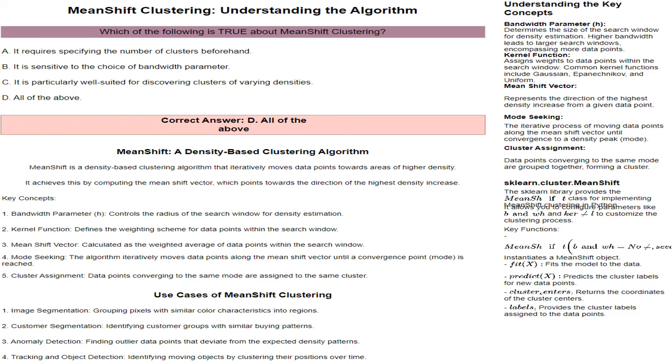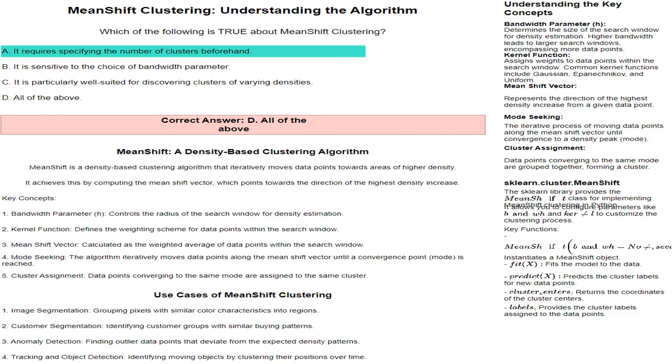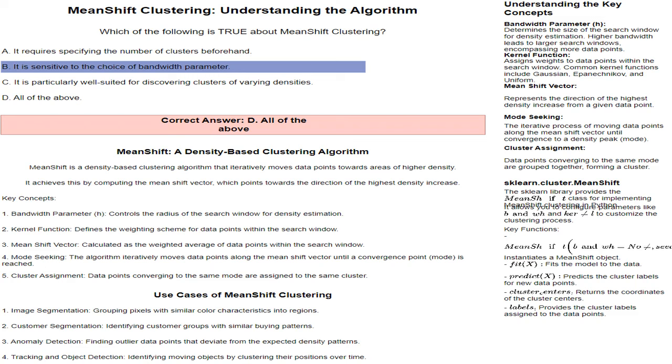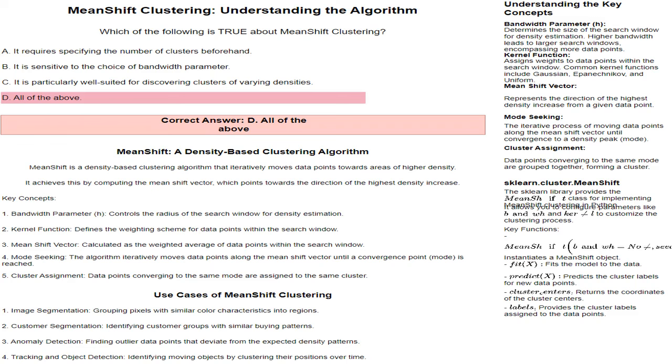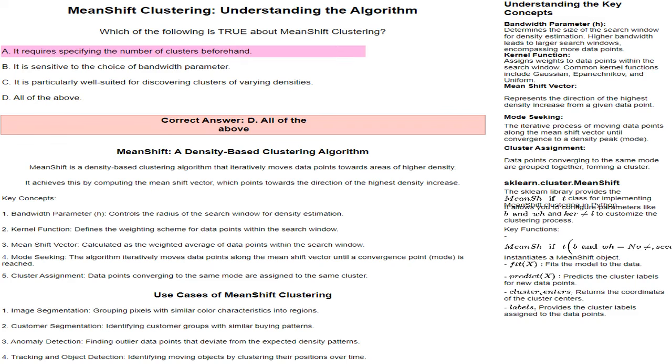Which of the following is true about mean shift clustering? A. It requires specifying the number of clusters beforehand. B. It is sensitive to the choice of bandwidth parameter. C. It is particularly well suited for discovering clusters of varying densities. D. All of the above. A. It requires specifying the number of clusters beforehand. False. Mean shift is a density-based clustering algorithm. It does not require specifying the number of clusters beforehand.